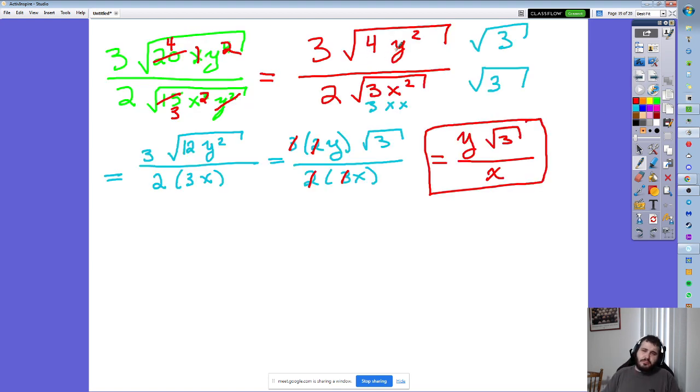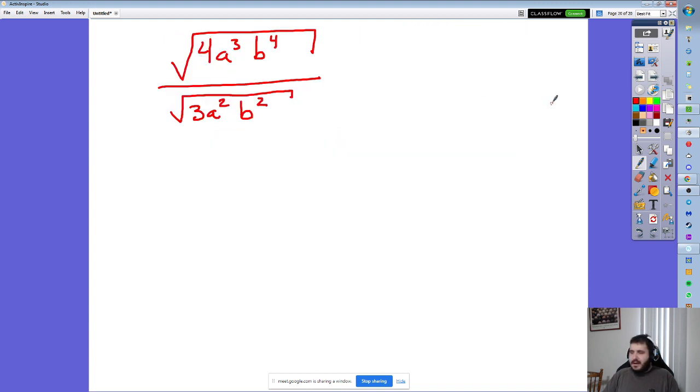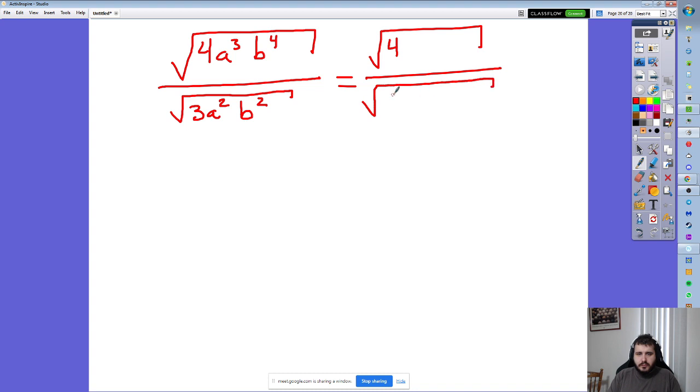I don't want to have to break that one down again. Can't I just break it all down in the beginning and see what I get? Yeah. Let's see what we can do here. Let's do the numbers. 4 and 3, nothing in common. So there's just going to be a 4 here and a 3 here. A cubed on top, a squared on bottom. So 3 on top, 2 on bottom.